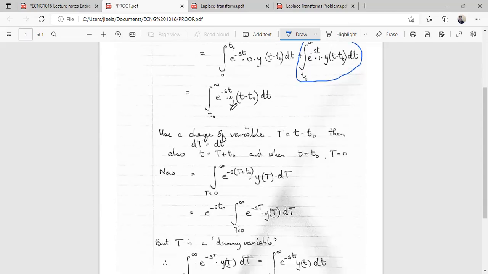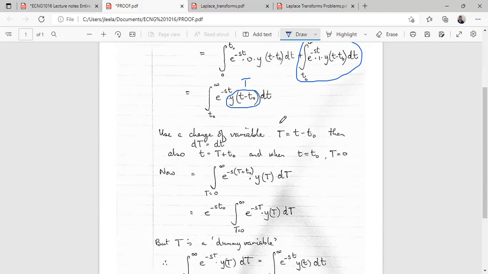Now, this function y(t - t0), in its current form, is kind of messy to find the integral of. It might be a bit confusing. So what you do here is make a change of variable. You let this part, t - t0, be a new variable. In this case we call it capital T. Sometimes in different texts they might call it gamma or tau, something like that. It doesn't matter what variable you use.